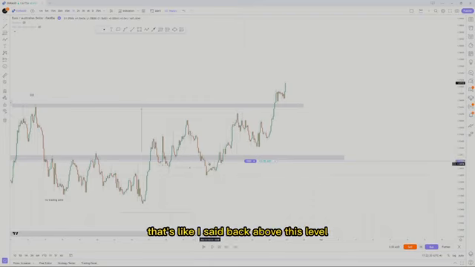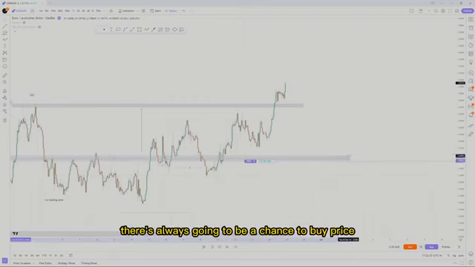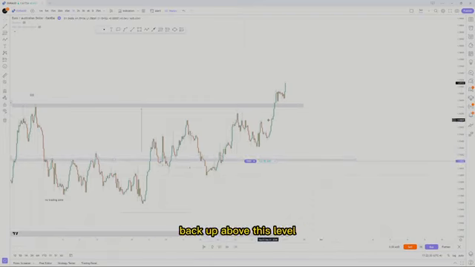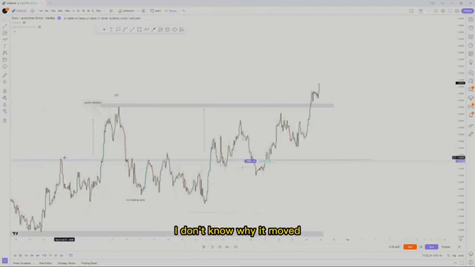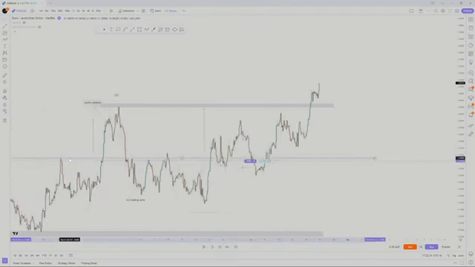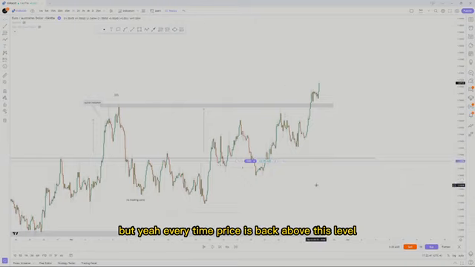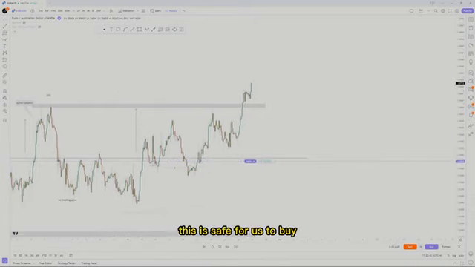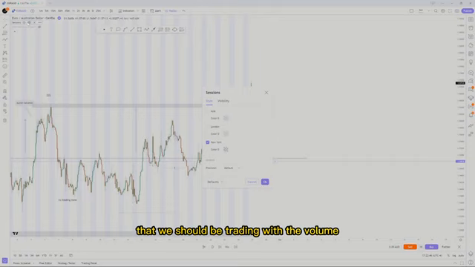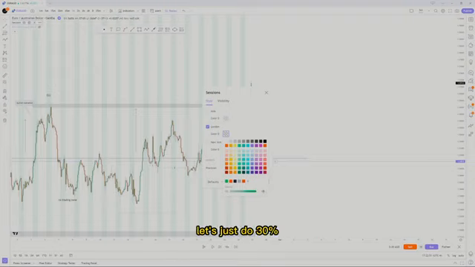That's cool with us. Like I said, back above this level, there's always going to be a chance to buy price back up above this level. I don't know why it moved. But yeah, every time price is back above this level, this is safe for us to buy, along with the fact that we should be trading with the volume. So this one trades London. So let's go ahead and have London on. Let's just do 30%.